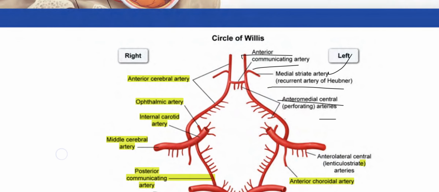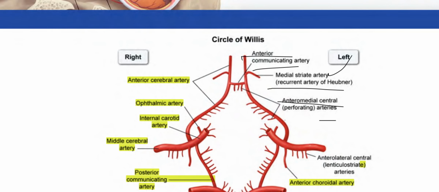If you notice this, the internal carotid artery is also giving a branch to the ophthalmic artery. So this gives us the idea that the ophthalmic artery is a branch of the internal carotid artery. If we look at the anterior cerebral artery, it gives branches to the anteromedial central arteries, that is the perforating arteries. With that, it also gives rise to the medial striate artery, that is the recurrent artery of Heubner.